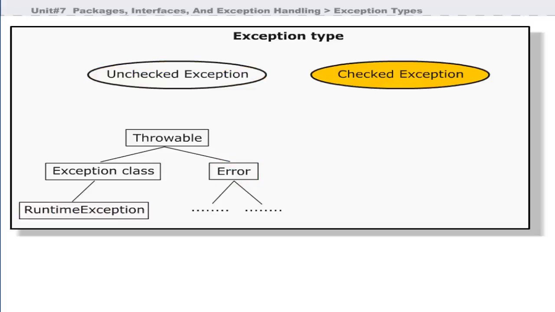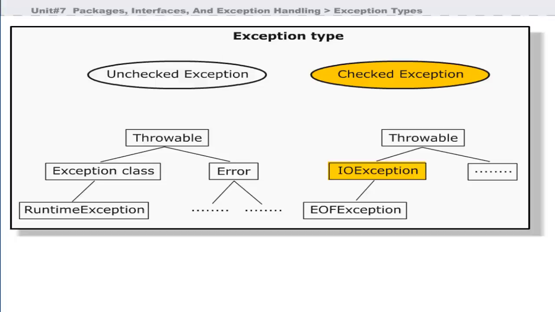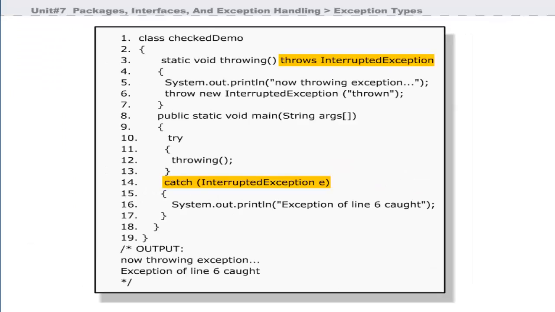Checked exceptions are also defined by the java.lang package. These exceptions are derived from classes other than the runtime exception and error classes and their subclasses. These exceptions must be handled by a method. If these are not handled, then all checked exceptions that are likely to be generated by a method must be specified in its throws list. This example shows how to handle a checked exception.